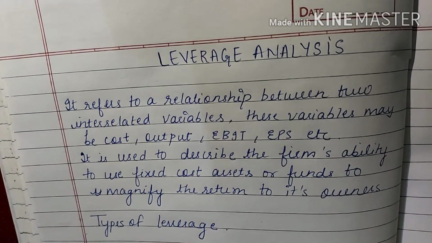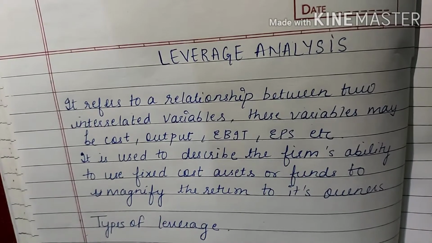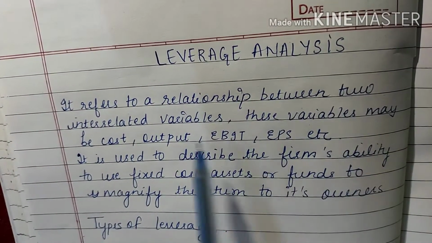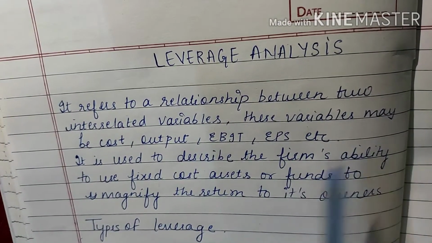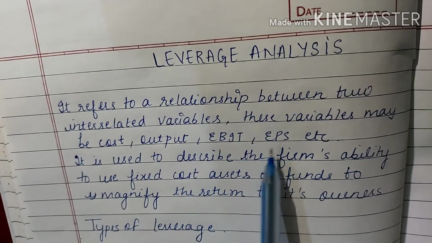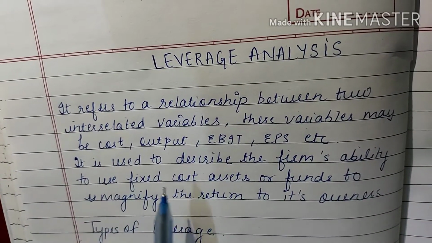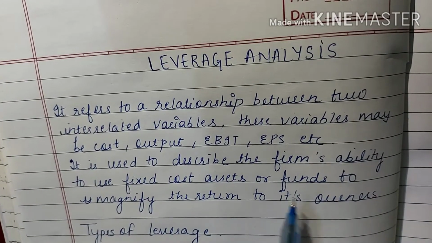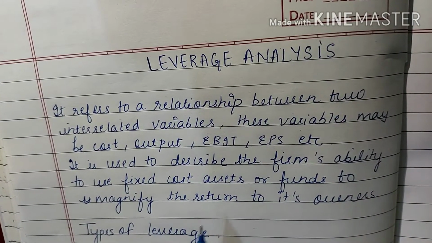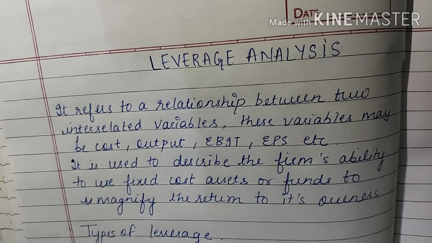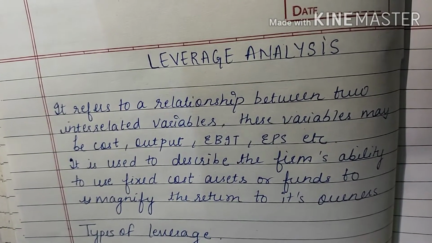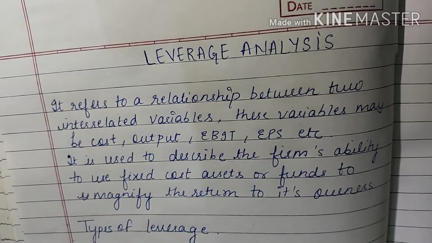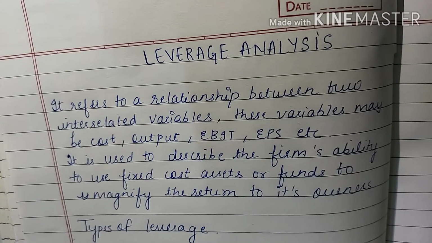So today we're going to start with a new chapter, that is leverage analysis. So let's see what leverage is. It refers to the relationship between two interrelated variables. These variables may be cost, output, EBIT, EPS, etc. It is used to describe the firm's ability to use fixed cost assets or funds to magnify the return to its owner. So guys, in simple terms, leverage defines how effectively and efficiently a firm uses its fixed assets to increase the return of shareholders.